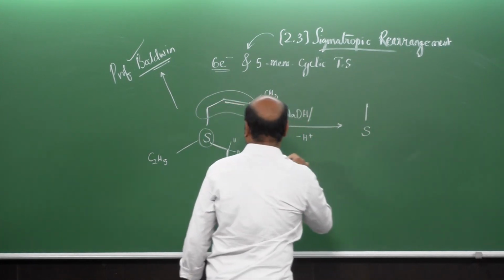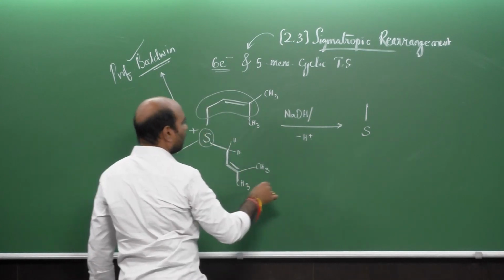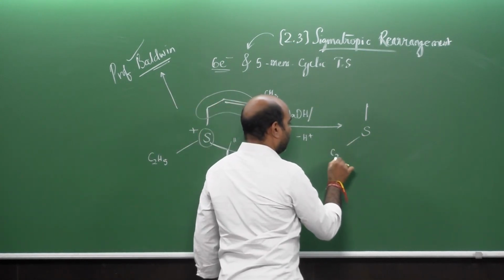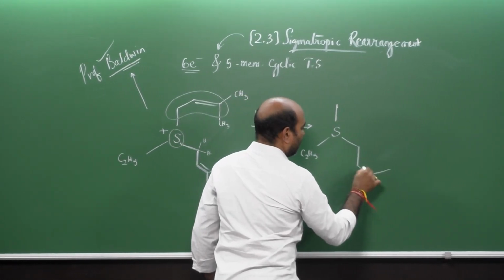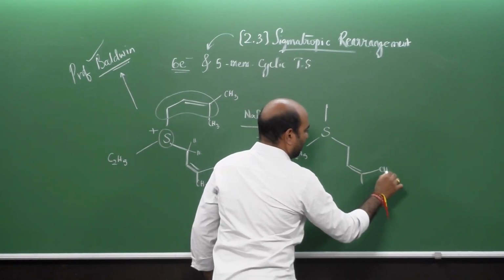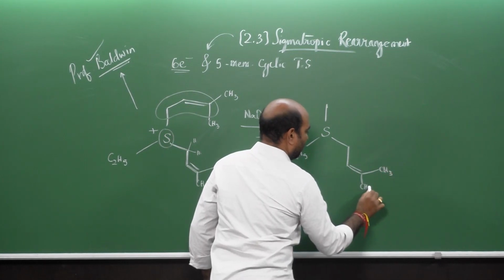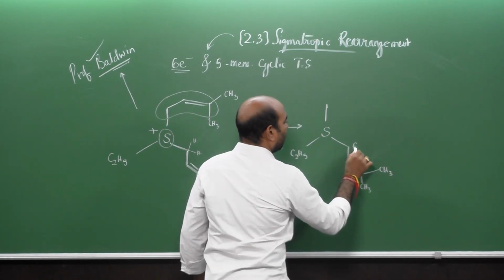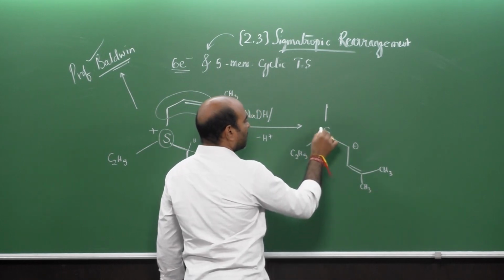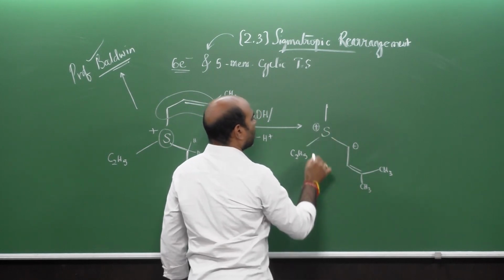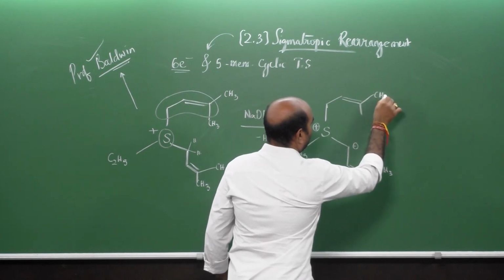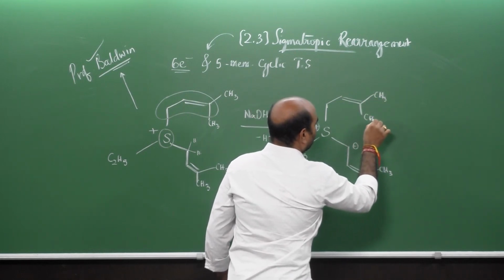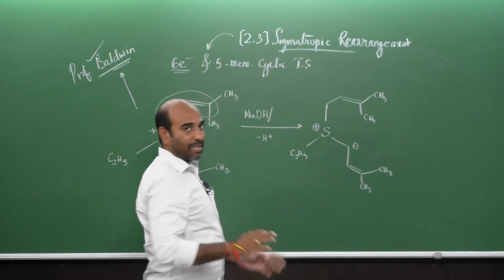Sulfur already has a positive charge here, with C2H5, CH3 and CH3 groups, and a minus charge here because the proton has been abstracted. This is what you see in the first step, which is not a pericyclic reaction.